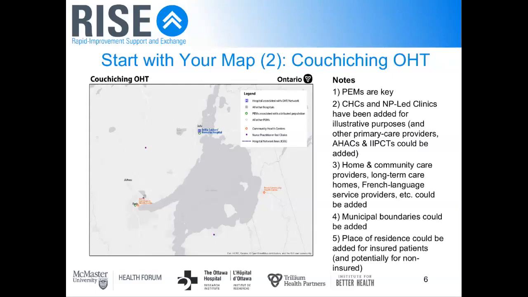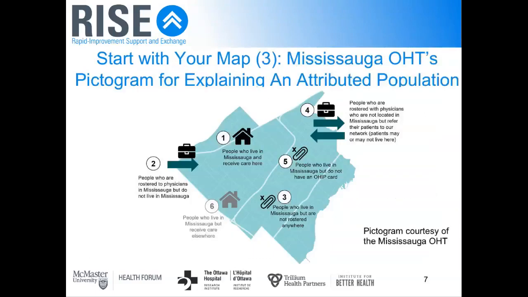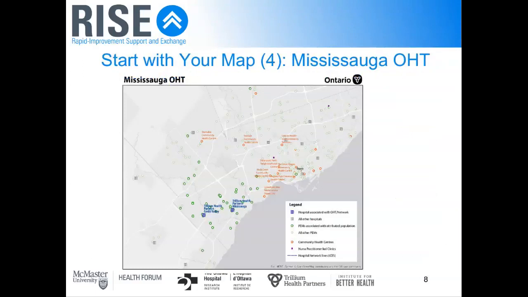Yeah, John, I'll just add into this, and that was one of the reasons that we chose Mississauga as an example today, because of the fuzzy boundaries and the movement of people in and out of the Mississauga community with Toronto, Brampton, and the like. But even in a place like Mississauga, where there are terrific shifts of people, the majority of people that are attributed to the Mississauga OHT actually reside in the locality of Mississauga with those PEMs.